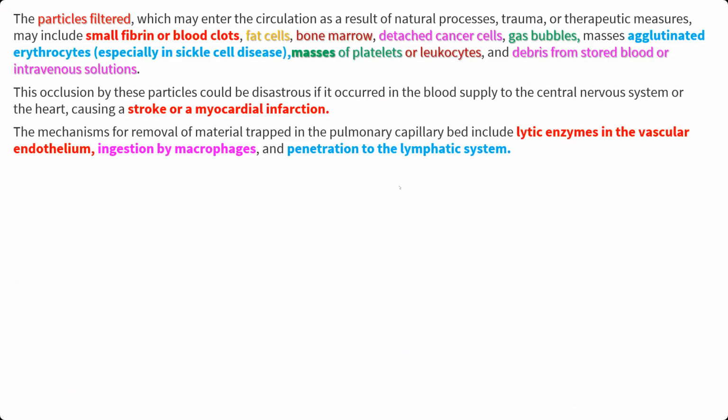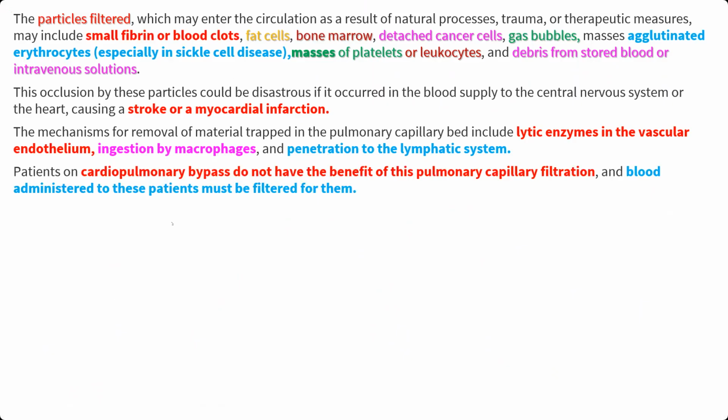And there are lytic enzymes in the vascular endothelium, and by ingestion by macrophages and penetration of the lymphatic system, all these substances which are filtered are removed by this mechanism. Patients who undergo cardiopulmonary bypass do not have the benefit of this pulmonary capillary filtration, and blood administered to these patients must be filtered for them so that these small clots are removed. That's why when you supplement blood when the patient is going on CPB, you have to have a proper filter for the blood that you are supplying.